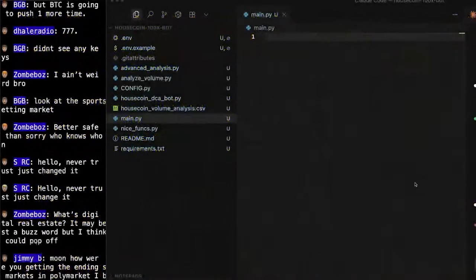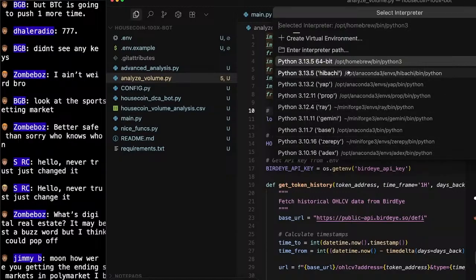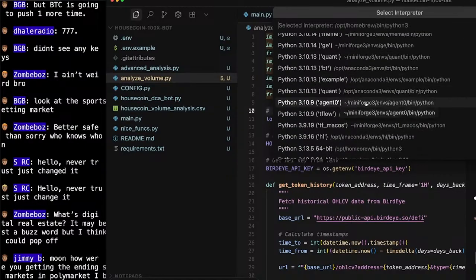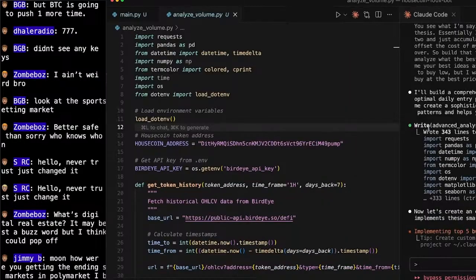Thank you. Okay, I'll build a comprehensive analysis tool to help you find the optimal daily entry points for Housecoin. Let me create a sophisticated analysis system that examines intraday patterns and helps you avoid buying at all-time highs. Let's go ahead and say analyze volume here. So let's get to the correct thing here, and let's run it.